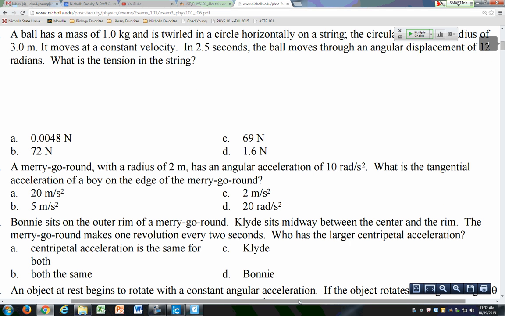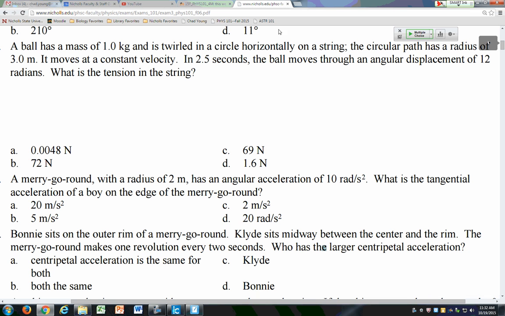Oh, this is a good one too. I should have just given y'all this test. What's that? Oh, no, I've already printed it and stuff. All right, a ball. I would have it.